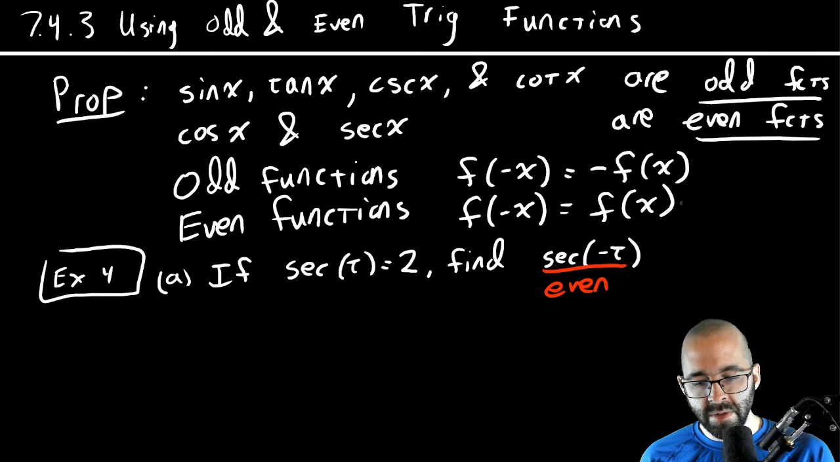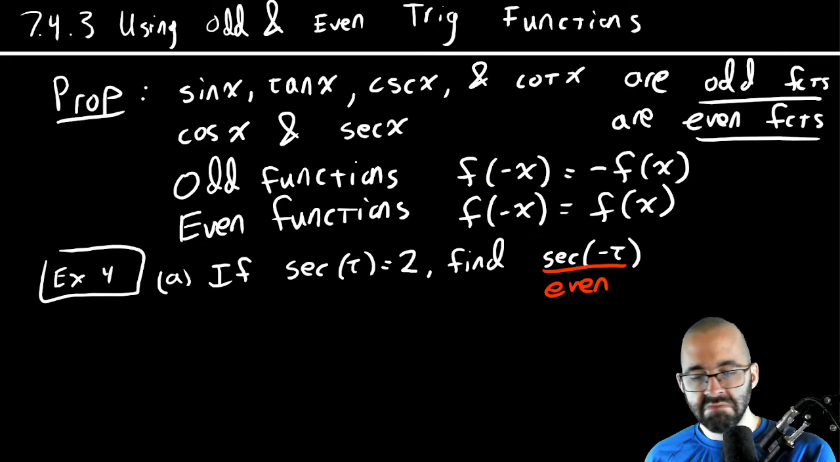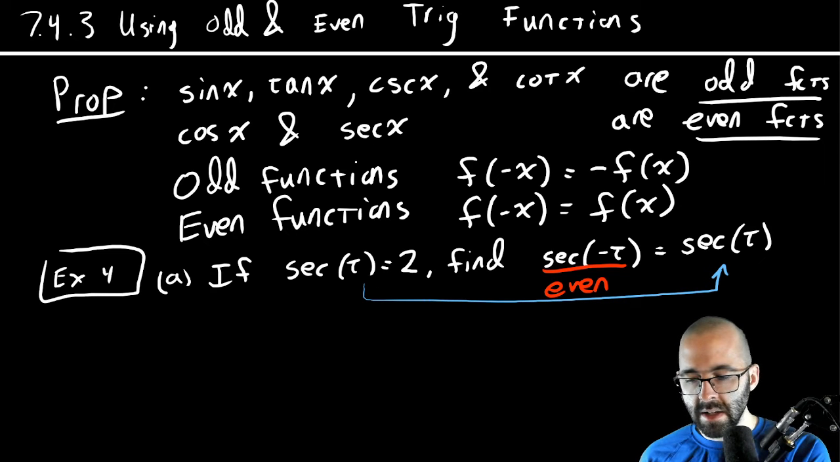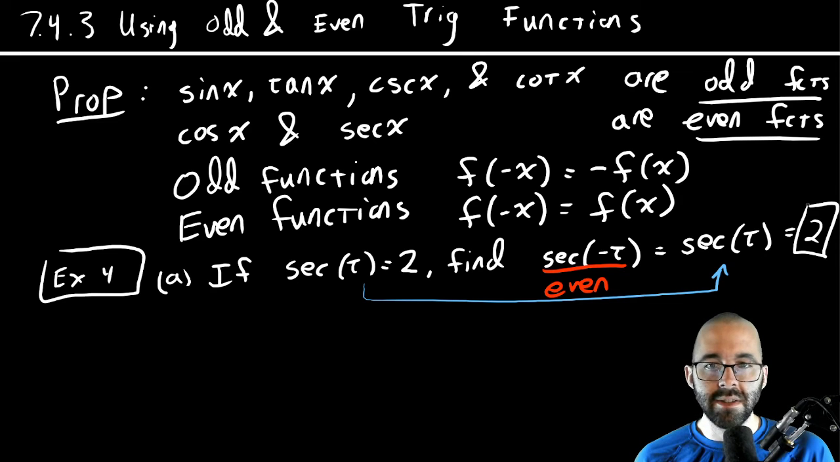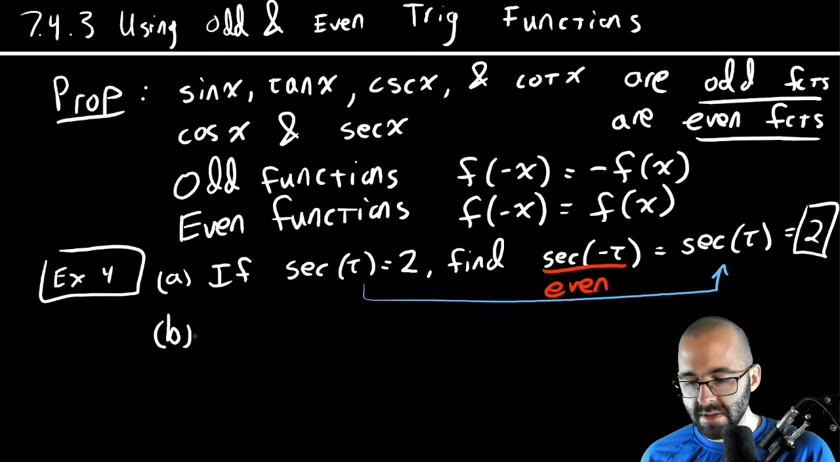That's good to know. And for even functions, a negative on the inside goes away. So because it's even, this is going to be the same as the secant of positive t. And we just said that the secant of positive t is equal to 2. So that's our answer. We're just simplifying using these properties.